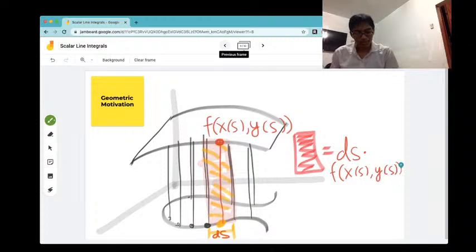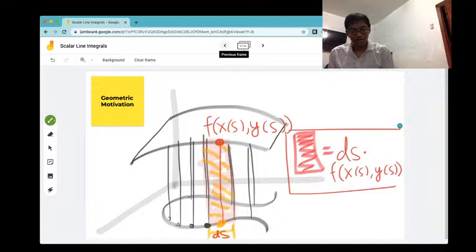So you can just write the ds afterwards, but essentially that's the geometrical motivation behind the scalar line integral.